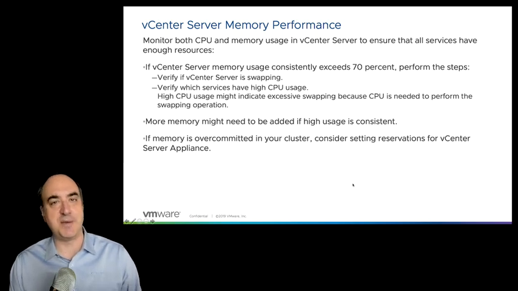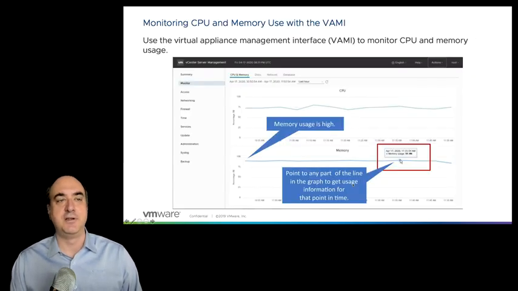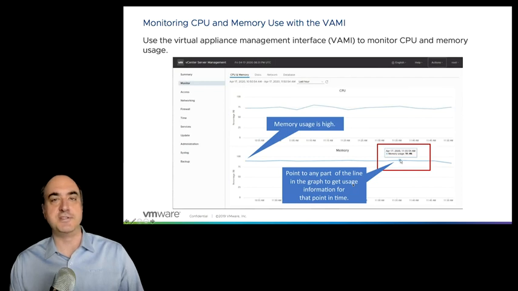So we want to make sure that's not happening as well. Now, how do you tell about memory and CPU metrics? Well, you can actually look inside the vCenter server management, otherwise known as the VAMI, right? You log into the vCenter server on port 5480.